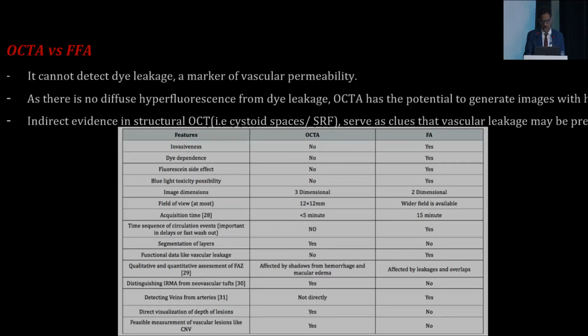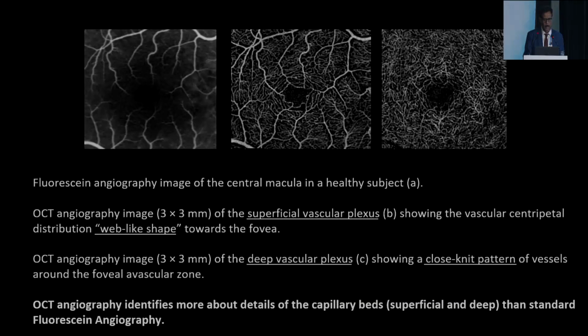So when you compare with the FFA, as there is no dye leakage, you will not get any diffuse hyperfluorescence, so you will get more information about new vessel formation or any abnormalities in the deeper layers. In OCT angiography, you can get the layer pattern in various sections, but in fluorescein angiography, only one section, a 2D picture. But in OCT-A you can get images at different levels, so you can get 3D images. The superficial layer generally gives a wave-like pattern distribution of the vessels, and the deeper layers will give you the close-knit pattern of vessels.